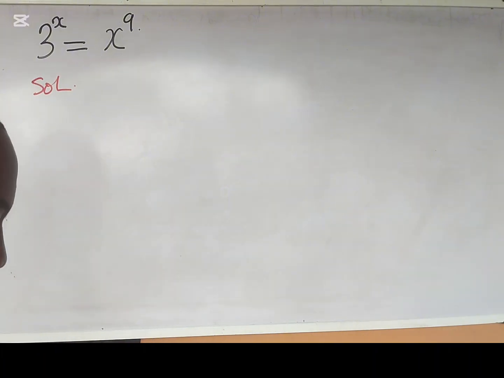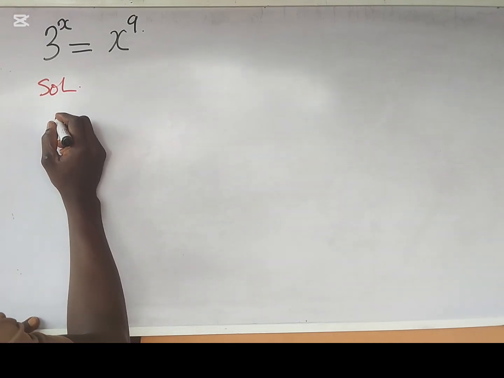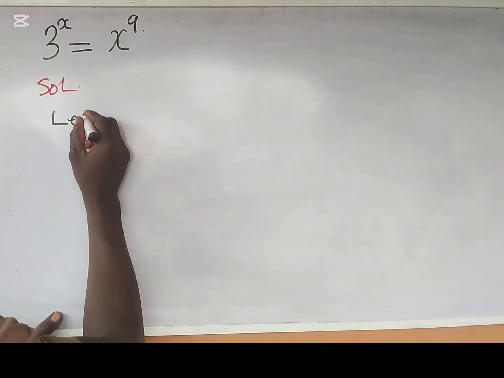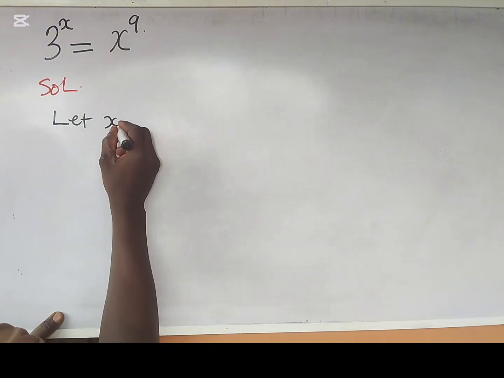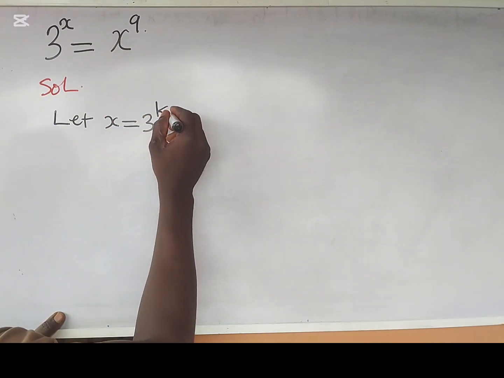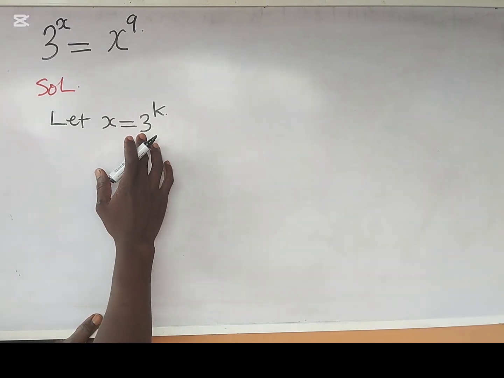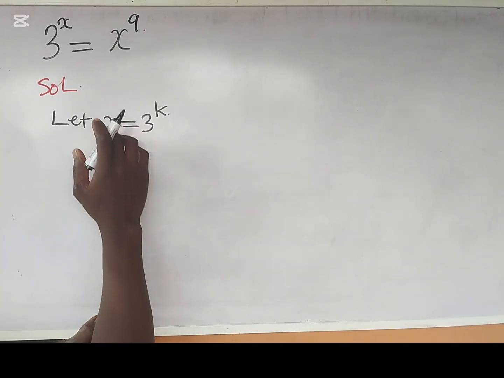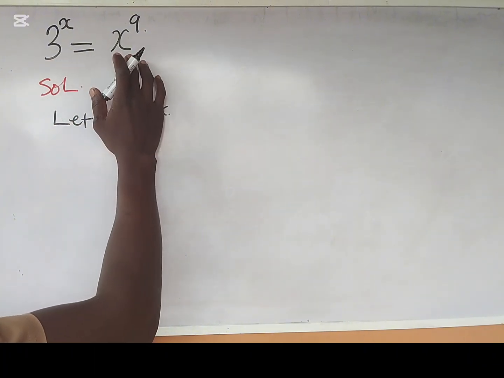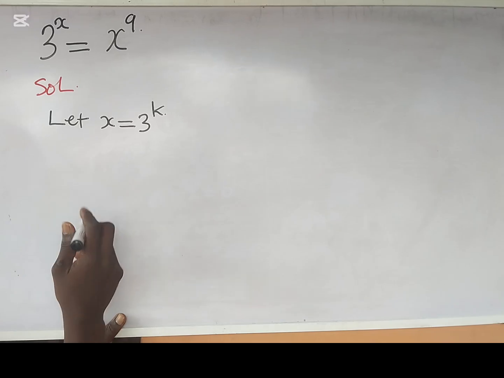The first thing we're going to do is to make an assumption. Let x be equal to 3 raised to the power of k. If x is 3 raised to the power of k, we're going to rewrite the original equation in terms of k. Let's do it.